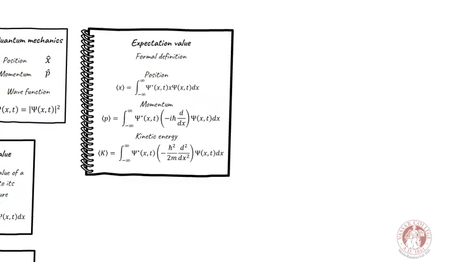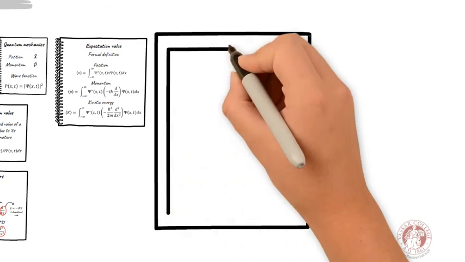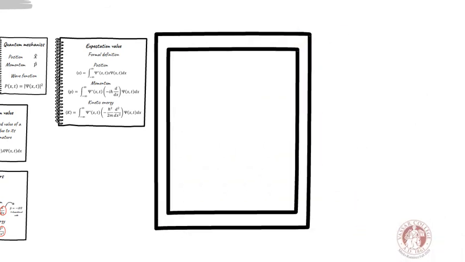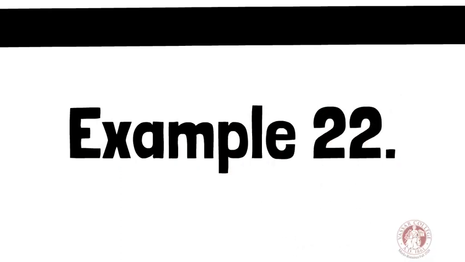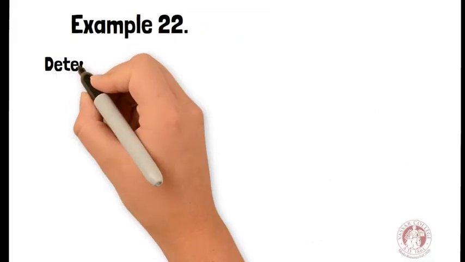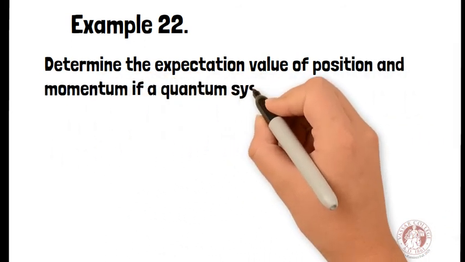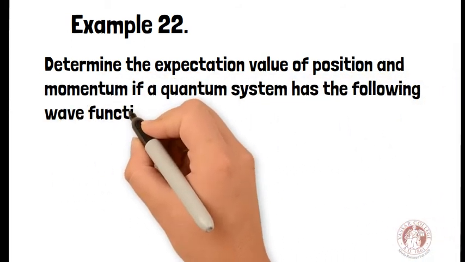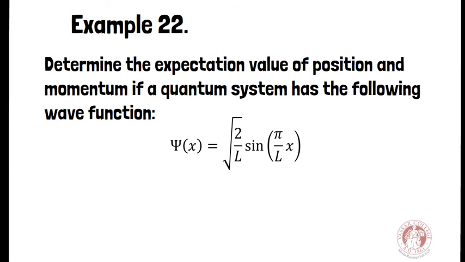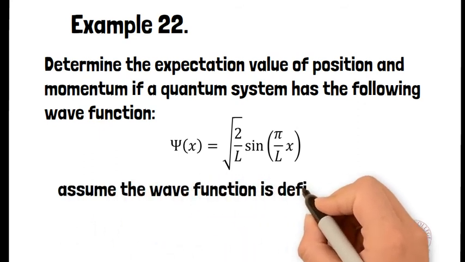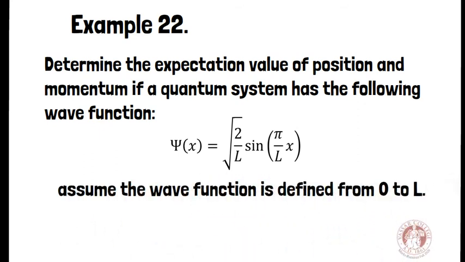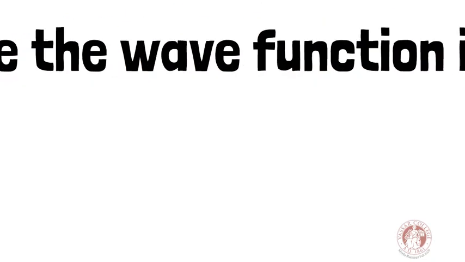Let's solve an example to see how the expectation value is calculated. Example 22. Determine the expectation value of position and momentum if a quantum system has the following wave function. Assume that the wave function is defined from 0 to L. Could you solve it?